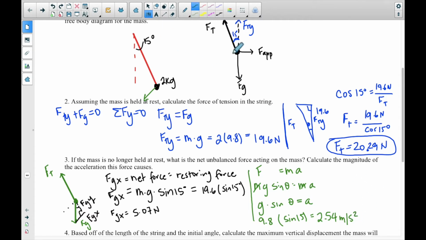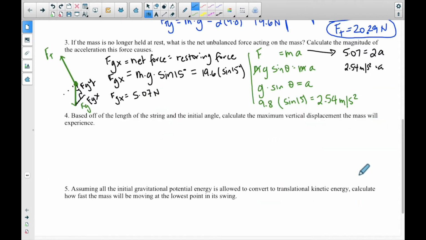What I wanted to say a second ago is that maybe if you didn't do it this way, and instead you said, well, my restoring force is 5.07 newtons, is equal to the mass, which our mass was 2 kilograms, times acceleration. Let's see if that's going to be the same thing. And it is. It comes out to be 2.54 as well. So either way you had done it, you would have come up with 2.54 meters per second squared as the acceleration.